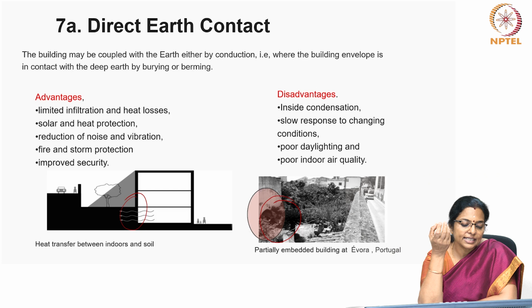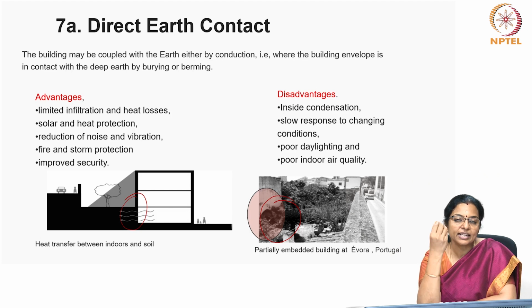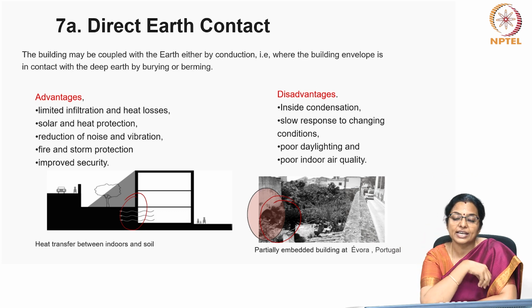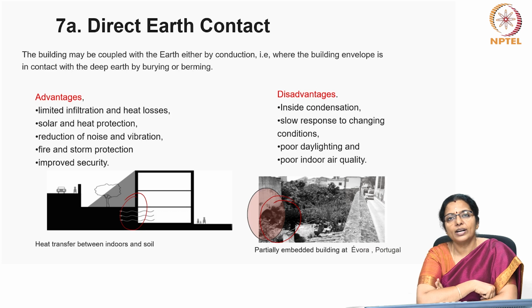So, the advantages are that it has limited infiltration and heat losses. It has solar and heat protection. It has reduction of noise and vibration, fire and storm protection, improved safety. Its disadvantages include condensation, slow response to changing conditions, poor daylight, and sometimes poor indoor air quality.